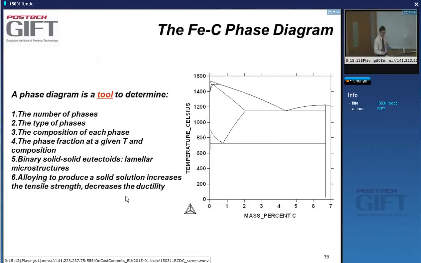Okay. So once we start adding alloying elements, they will have an impact on the stability of the austenite and ferrite, and you may get other phases at different temperatures, and so you need a tool to be able to describe what happens when you add an alloy element.